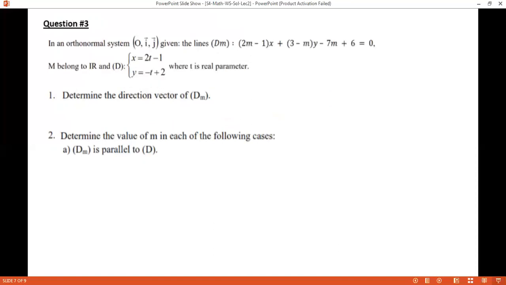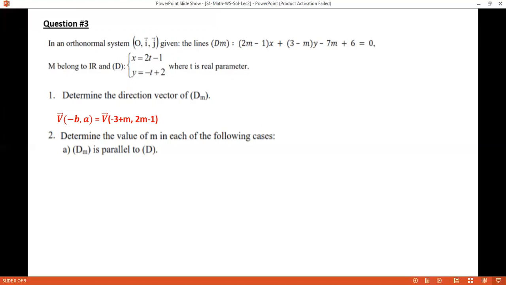Now, in question number 3, we have a straight line DM. DM means it's in terms of m, and m belongs to the real numbers, and we have a straight line D in the parametric form as you see. Determine the directing vector of DM. The directing vector of DM is minus BA, so it's minus 3 plus m, 2m minus 1, so it's in terms of m. In number 2, you need to determine the value of m in each of the following cases.